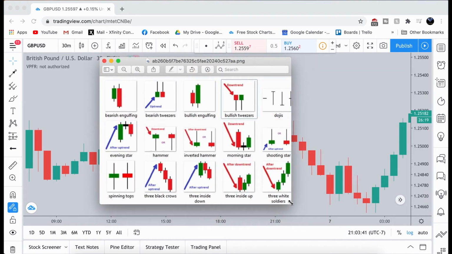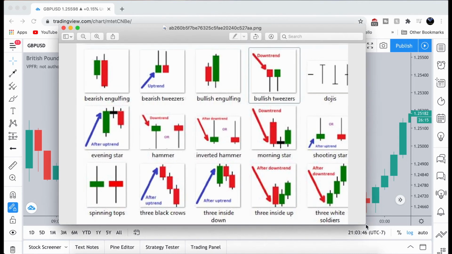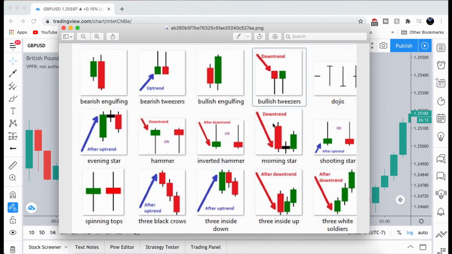Now there are tons of different candlestick patterns that play out in the markets. I just brought up this picture to show you an example. I'm sorry if this is a little bit blurry, but basically you can see bearish engulfing, bearish tweezers, shooting star, hammer.